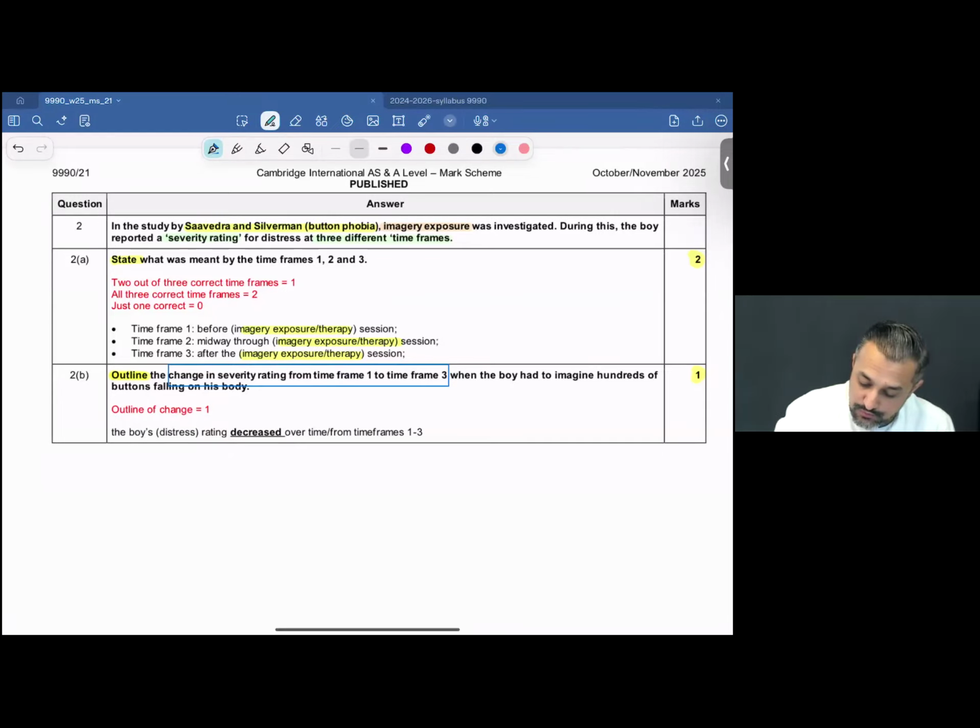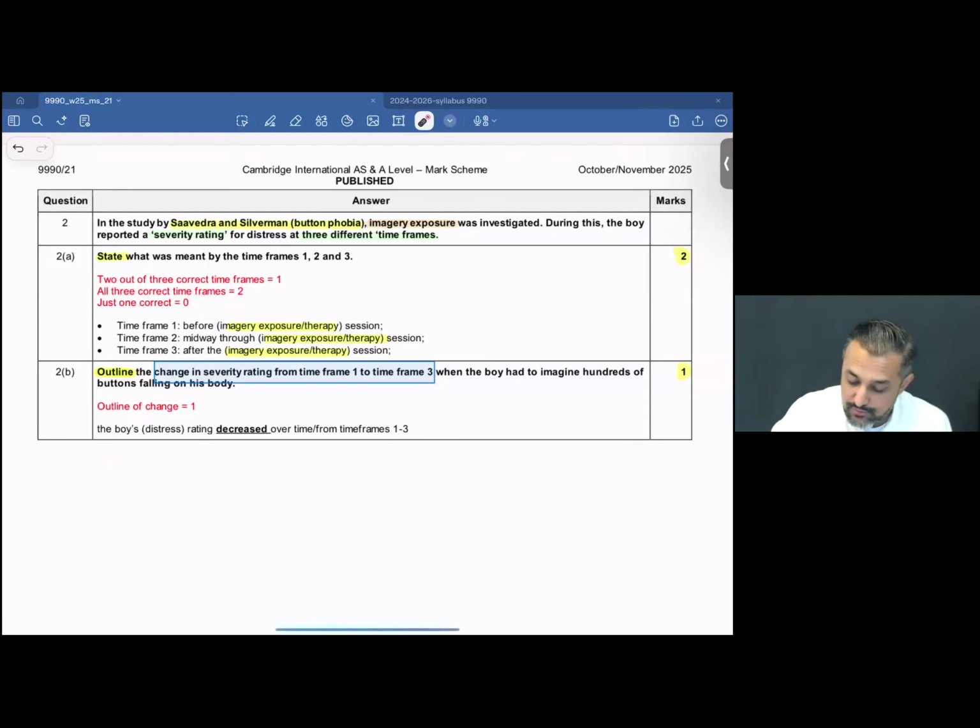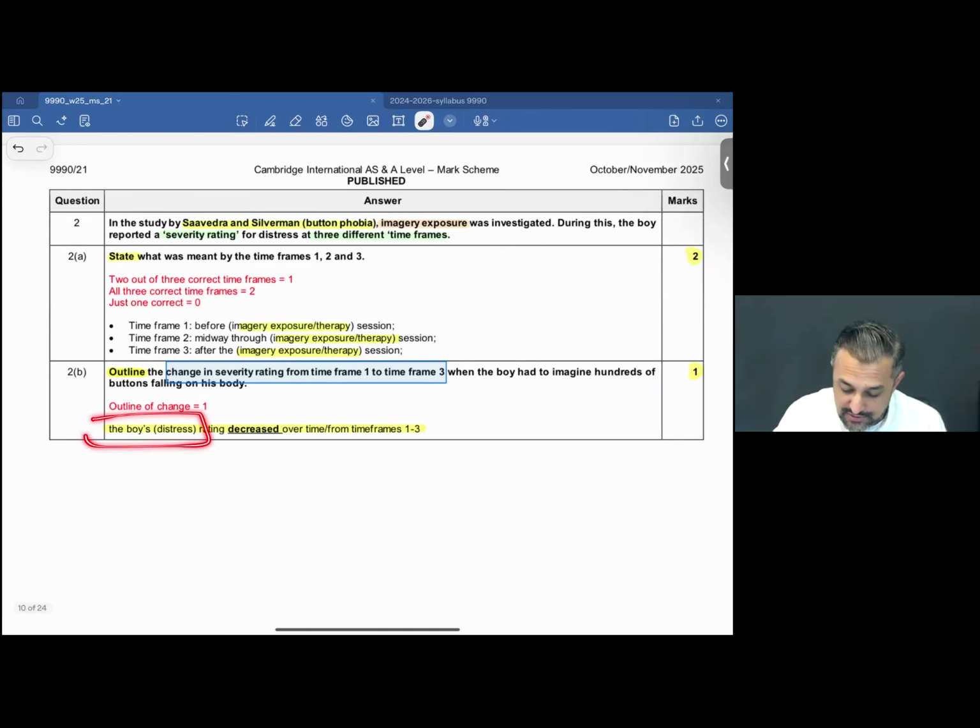And as we all know, if you were able to score a 2 on 2 in the first part, that is 2A, part 2B should not be a problem for you. So for you to outline the change, you get this mark: the boy's distress rating decreased over time from time frame 1 to time frame 3. Now, whatever you're writing, make sure the examiner does not get an undue opportunity for deducting marks. There's a possibility some students might write, oh, there was a decrease, but write it properly. The boy's distress decreased over time from time frame 1 to time frame 3. This is what the question was.